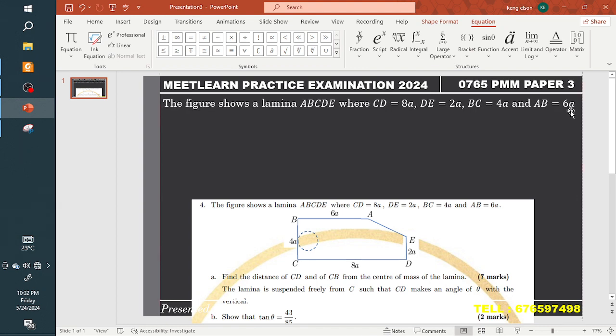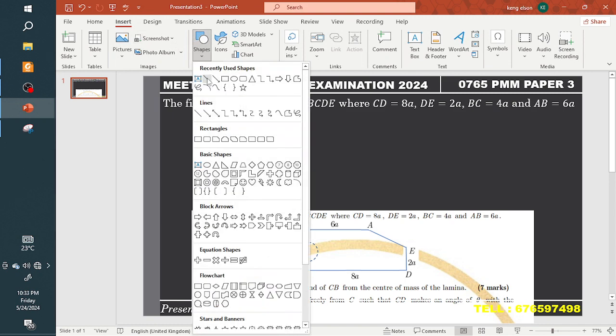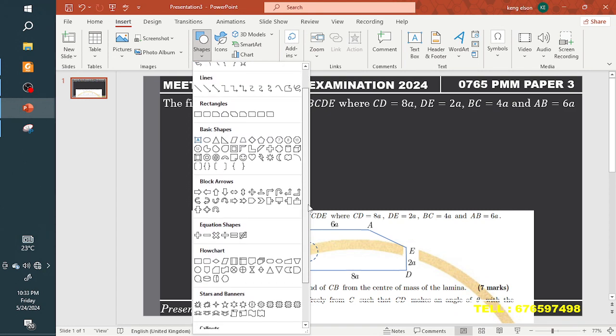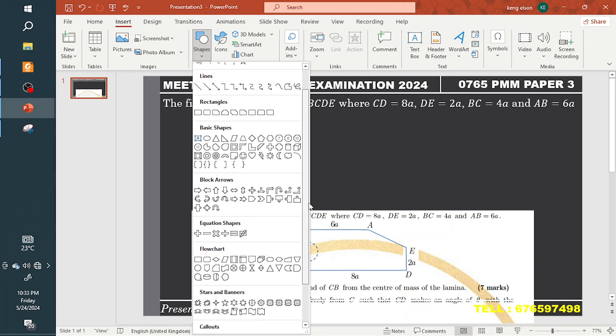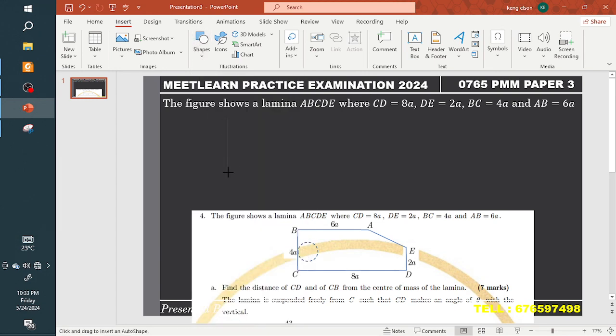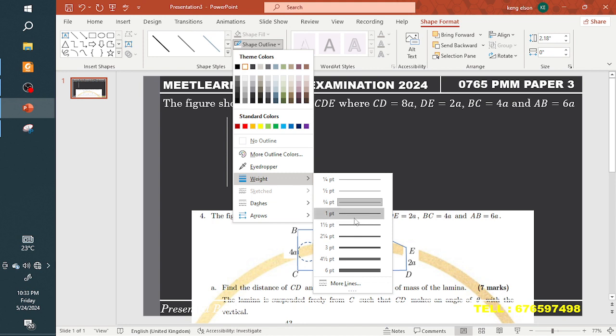Okay. Now we need to draw the diagram, right? So this diagram is, we have inside a line, a vertical line, or let me see if we have maybe that shape there. If that shape is available, no need to stress. We just thank God. We have to draw. So we have a vertical line first of all. Change it to white. Increase the thickness.